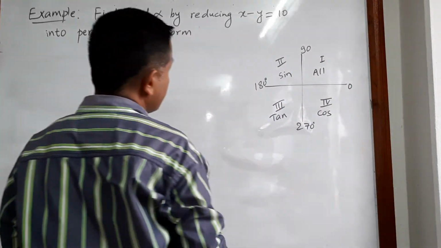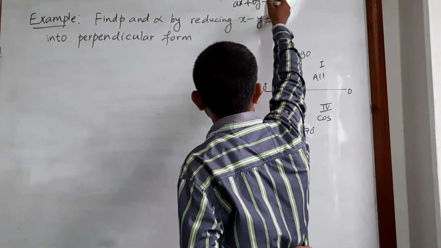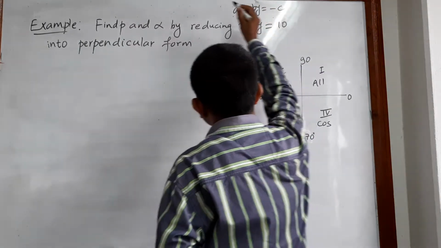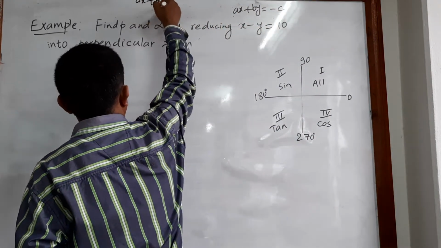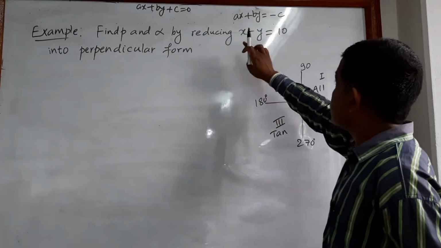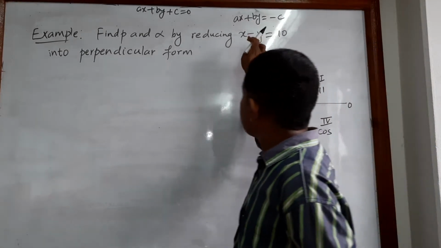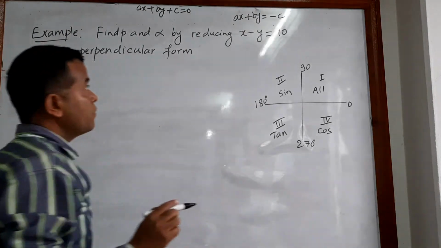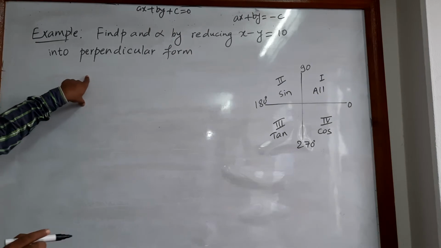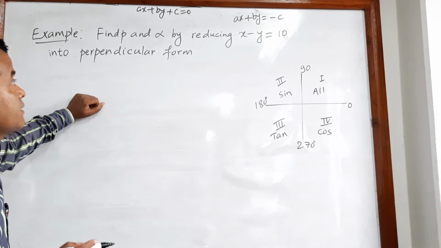So here first of all we will compare this line with ax plus by equals to minus c. Our equation is x minus y plus c equals to 0, so you can write x minus y equals to minus c. If you compare with that, then in place of a we have 1, in place of b we have minus 1. To change this into perpendicular form, we should divide throughout by plus minus root over a square plus b square on both sides.